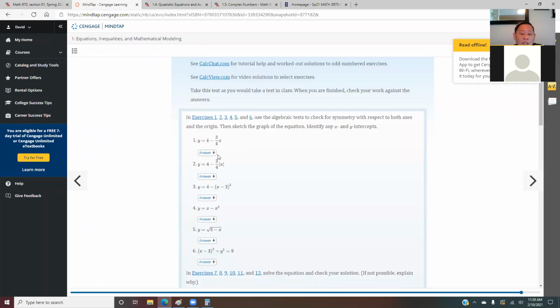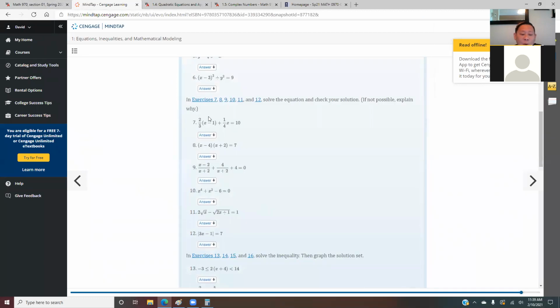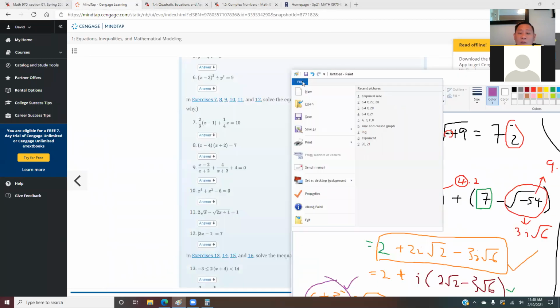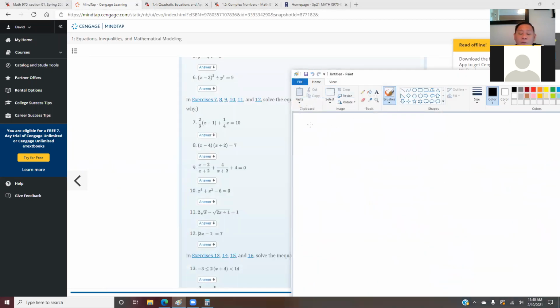You do not need to do 1 to 6. In your finals, I don't ask for symmetry with respect to the x-axis, y-axis, or origin. I don't want you to graph this. So you can skip 1 to 6 here. 7 and 12 are the ones that you need to do. Skip 11. I'm going to tell you what numbers to skip, so you do not need to do all of this for your review for your finals.